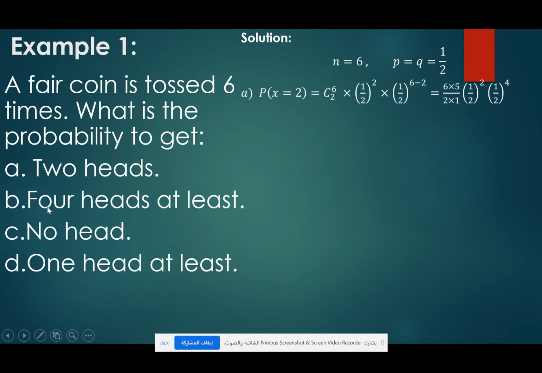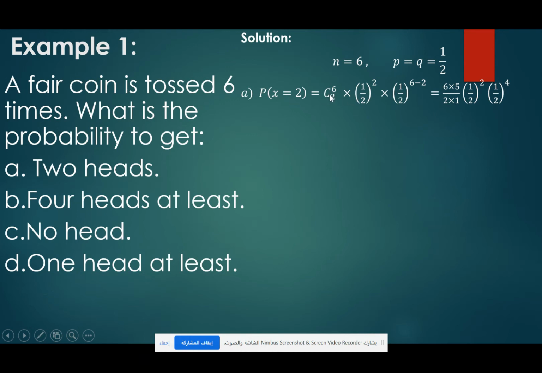Now we need to solve part A first: getting 2 heads. That means x is equal to 2. According to the rule, we write 6 combination 2, where 6 is n and 2 is x, multiplied by p to the power of x, half to the power of 2, times q to the power of the difference, half to the power of 6 minus 2, which is 4.